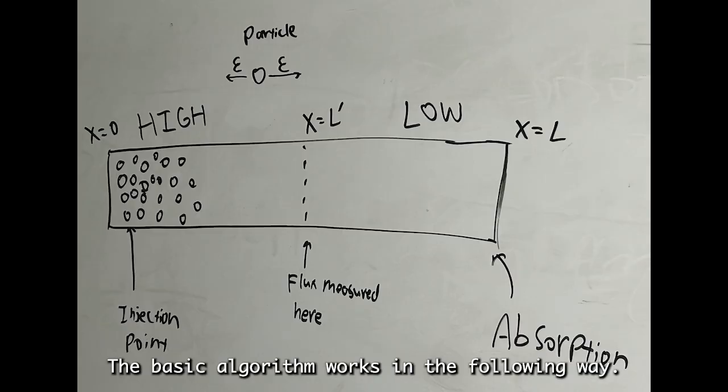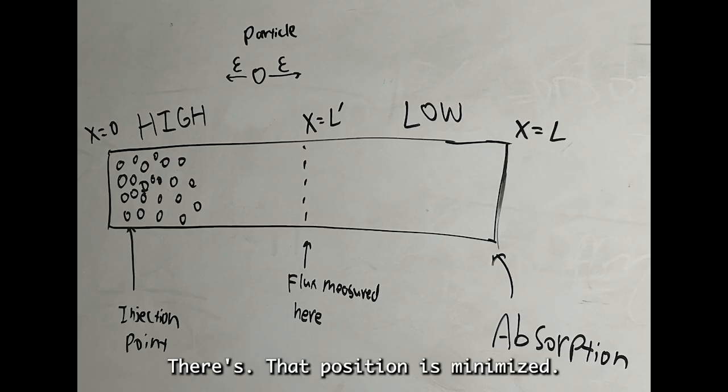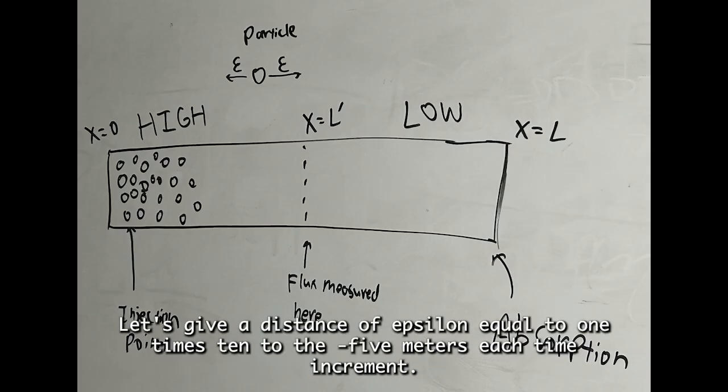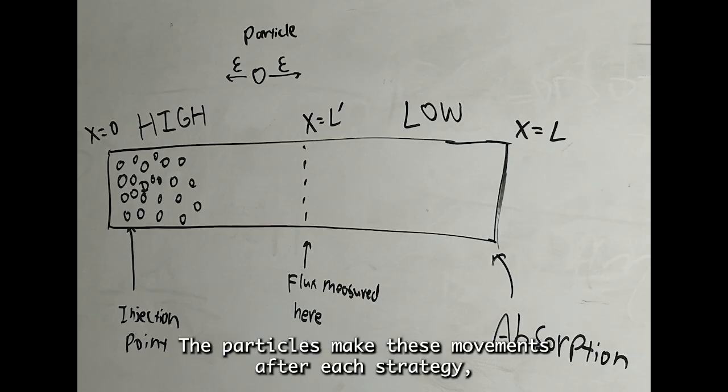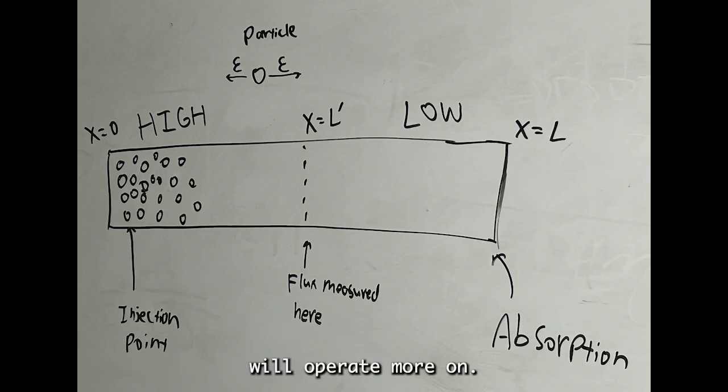The basic algorithm works in the following way. First, for setup, 3,000 particles start initially near the leftmost end, where there is high concentration. Their exact position is randomized. Each particle then moves either left or right, since it is one-dimensional, by a total distance of epsilon equal to 1 times 10 to the negative 5 meters each time increment. The particles make these movements after each delta t, which is calculated to correlate it to the real time elapsed in the physical diffusion, which Jacob will elaborate more on.